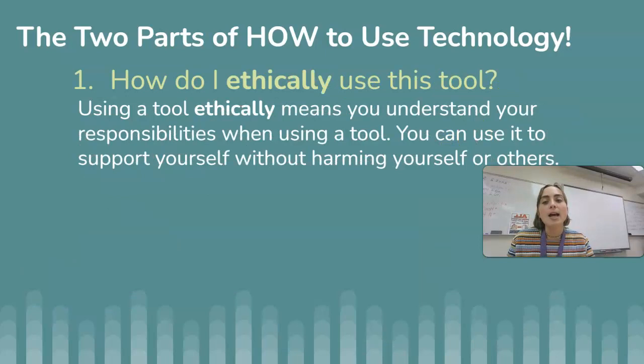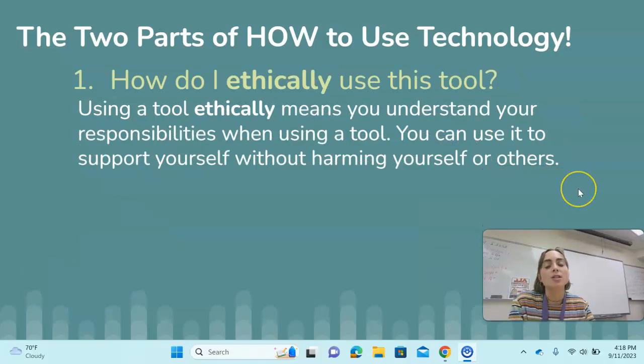The second thing we're looking at is how do I ethically use this tool? So using a tool ethically means you understand your responsibilities when you're using the tool, and you can use it to support yourself without harming yourself or others.